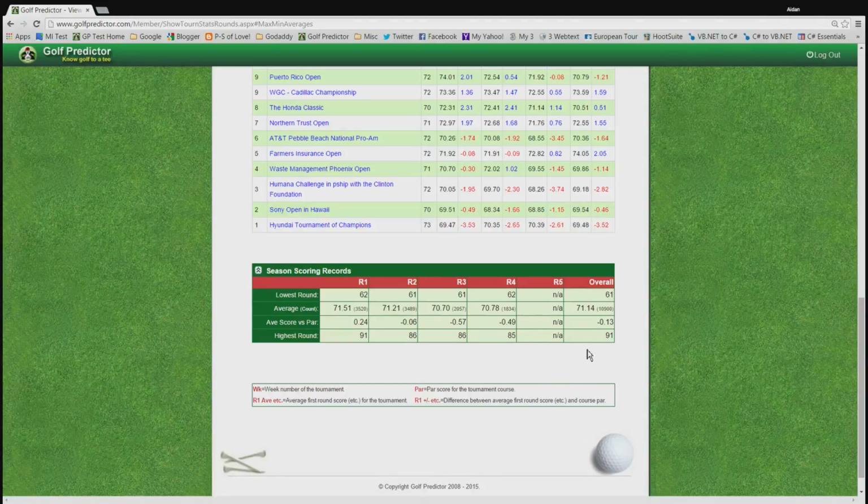Overall, then, you can see that the average score is 71.14 from 10,900 rounds, and on average the score was a minus 0.13. So the average score on the 2015 season thus far is just under par. You can also see some other interesting stats that round 3 for some reason seems to be moving day, seems to be the easiest round, while round 1 is the hardest round, which is the only round on the 2015 US Tour so far that is playing over par.